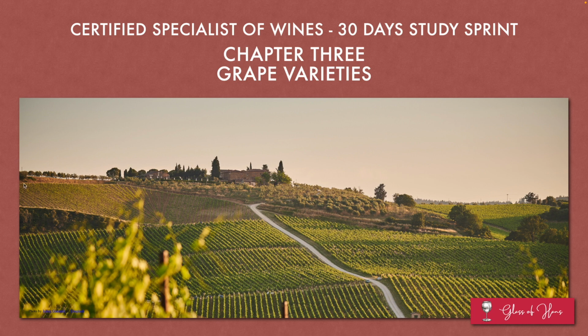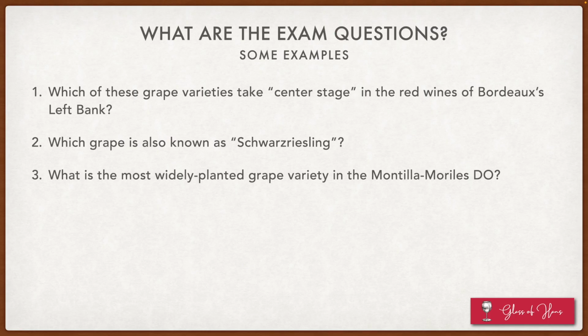The first thing to note is some exam questions that could occur. One of which is, which of these grape varieties takes center stage in the red wines of Bordeaux's left bank? So the trick question here is left bank. If one of the options is Merlot, that would not be correct because that would be a right bank variety. You want to think about Cabernet Sauvignon in this case.